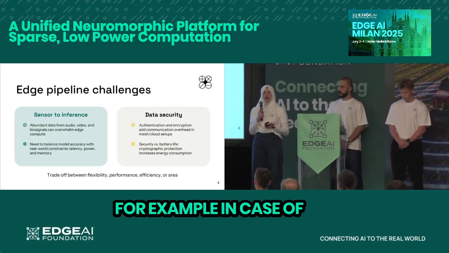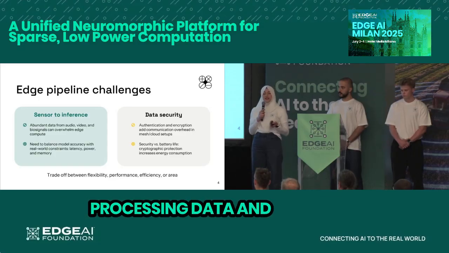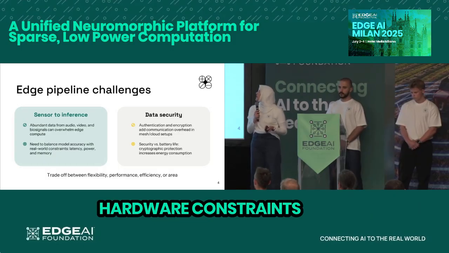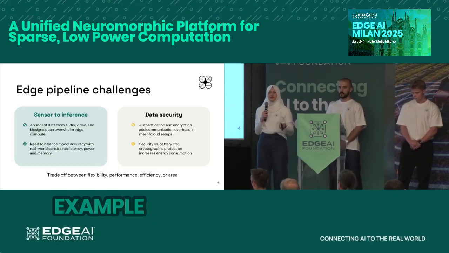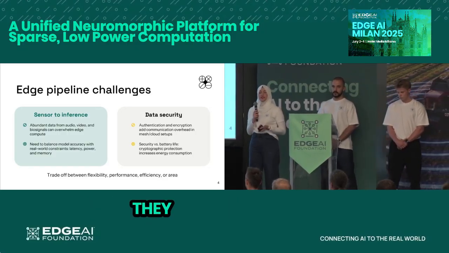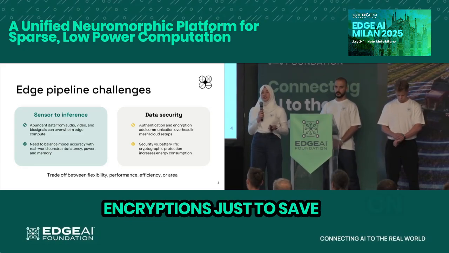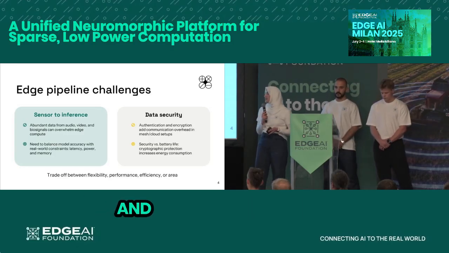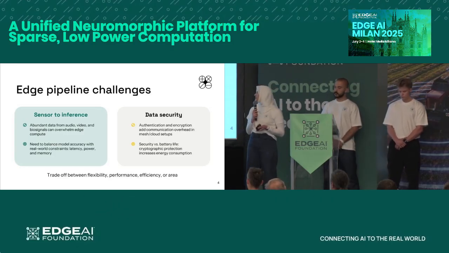Mostly, edge devices combat two problems: sensor to inference bottlenecks, like in the case of pre-processing data and denoising, which suffer from software and hardware constraints, or data security, like in the case of implantable medical devices. Some people have to turn off encryption just to save on power, which can leave sensitive data exposed. And this is not an ideal case.